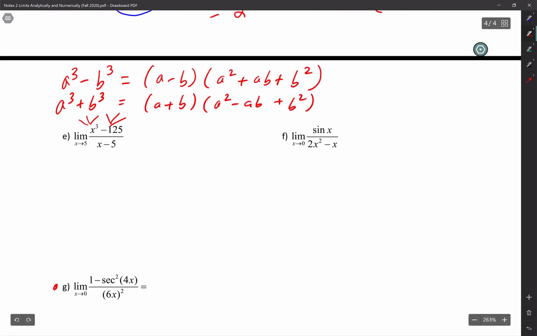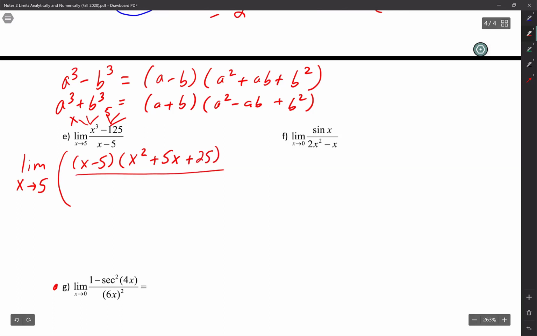All right, here we go. So I have the difference of cubes on the top. So here's how it's going to look. I write the word limit because I haven't evaluated it yet as x approaches 5. And I'm going to write giant parentheses because I'm going to have a whole bunch of stuff. I put x minus 5, close, open, and then x squared plus, in case you want to know what a is and what b is, a is x and b is 5. So it says ab, so that means it's going to be plus 5x, plus, and it says b squared, so 5 times 5 is 25, over x minus 5.